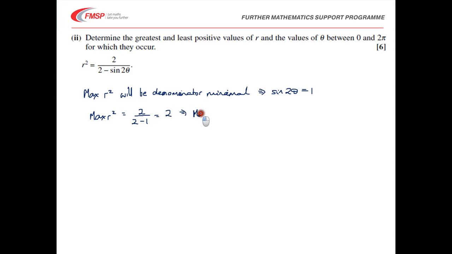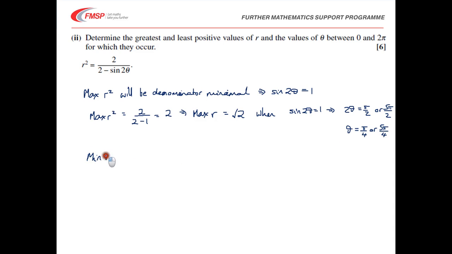So the maximum value of r is root 2, and that is going to be the case when sine 2 theta equals 1, which means that 2 theta is pi over 2 or 5 pi over 2, and theta is therefore pi over 4 or 5 pi over 4.